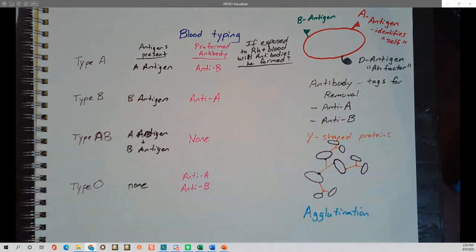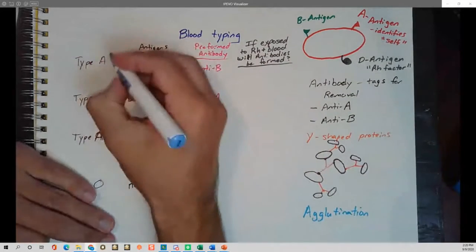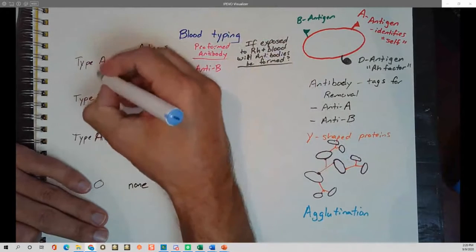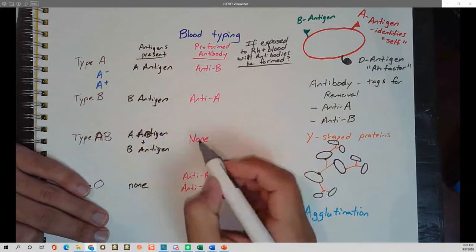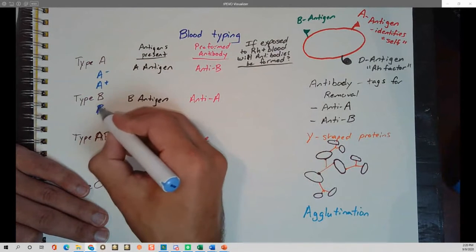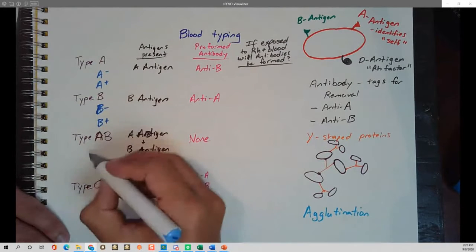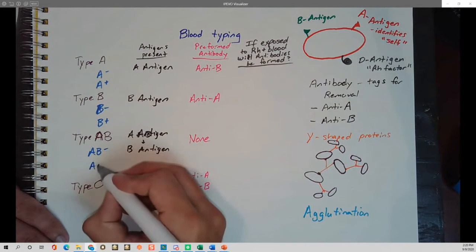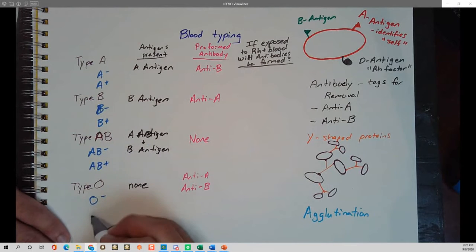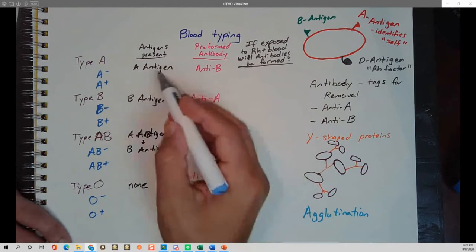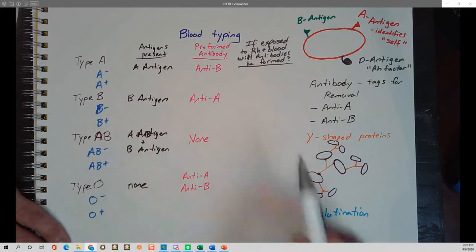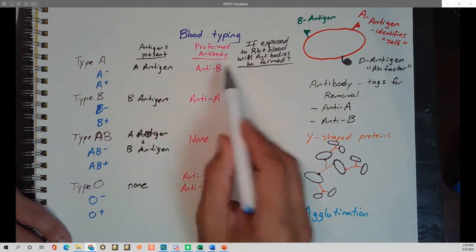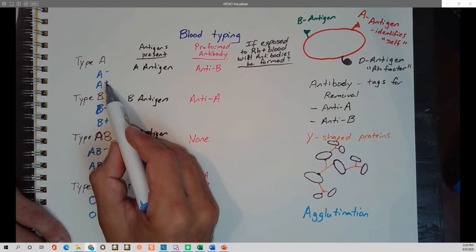So let's go over here and let's start to define different types of blood types, because we haven't really done that yet, right? So if I had type A, what about A negative? Okay, we can have an A negative and A positive, B negative and a B positive, AB negative and an AB positive, and then finally we have O negative and an O positive. The antigens are going to be the same for all A types. The antigens will be the same for all B types, and so forth. What differs now is whether you have a negative or positive Rh factor.